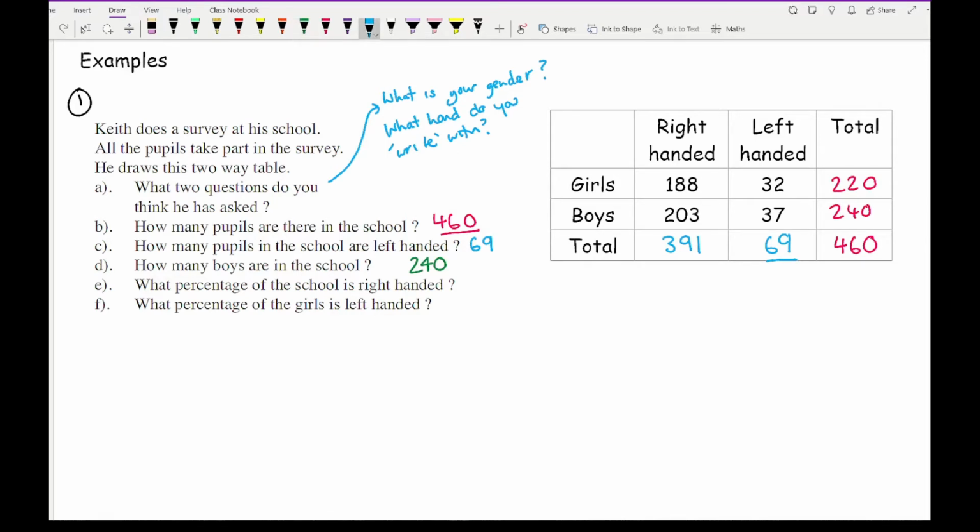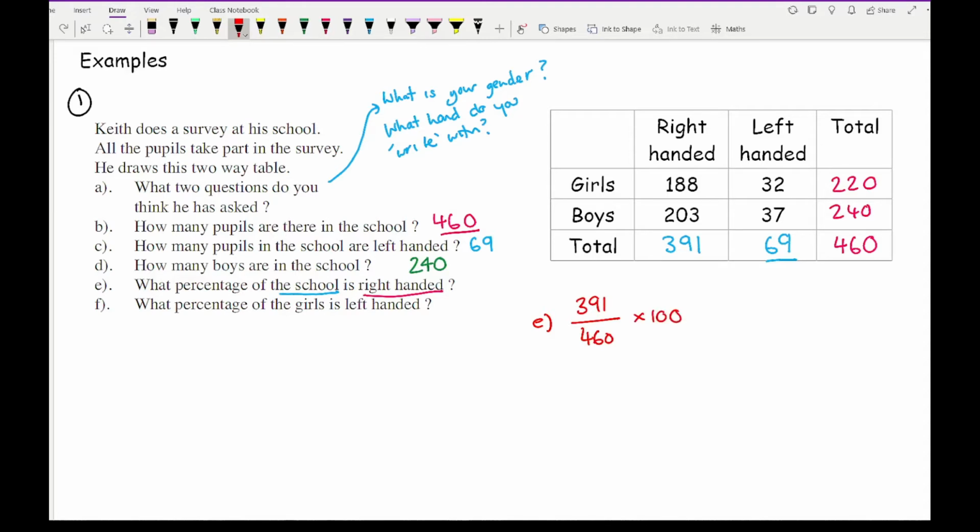So of the school, that there is my total. And I then need to work out of the school how many are right-handed. So looking at E, it's going to be, well, how many are in the school? That's 460. And how many are right-handed? Well, that's going to be 391. So what I want to do is I want to convert this into a percentage.